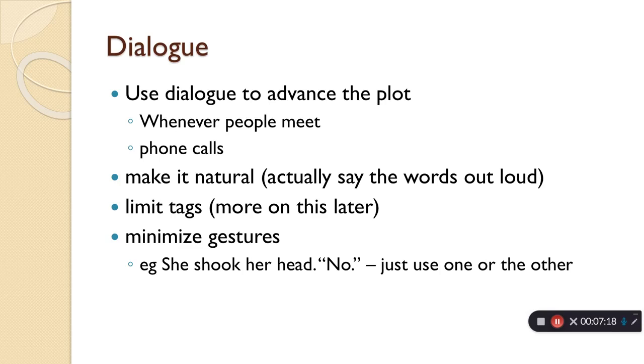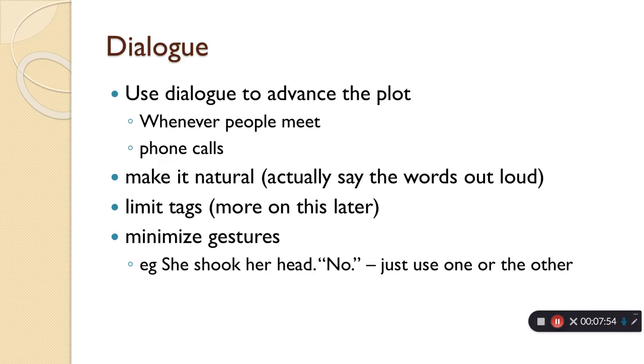Now, dialogue is really important, and dialogue is one of those things that a lot of writers get wrong. And it really shouldn't be that bad. We always use dialogue to advance the plot, and this happens when people meet or when they're battling or they're making phone calls or texting each other, whatever it might be. They're using dialogue to do that. The problem with dialogue quite often is it doesn't sound natural. So the way to overcome this is, as you're writing your dialogues, actually say the words out loud. Is this how it sounds like when you're really talking? And that will help out your dialogue writing immensely.